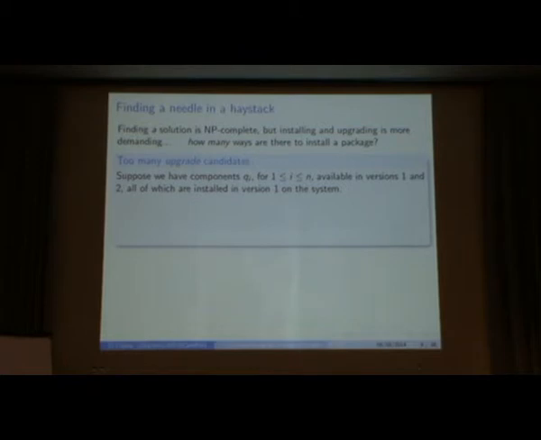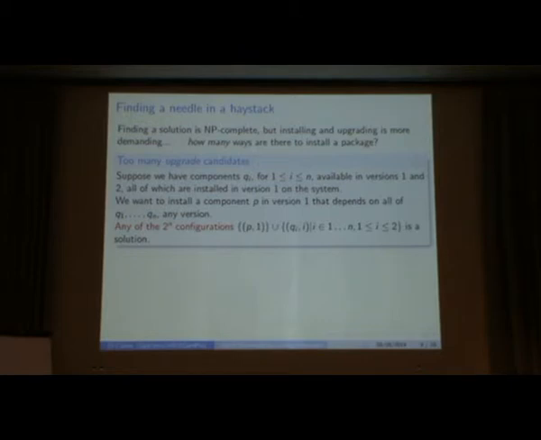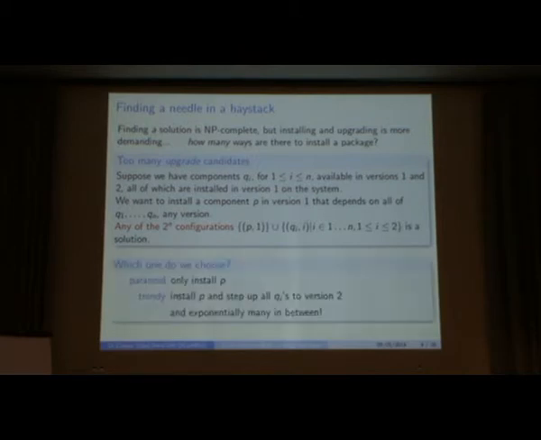Let me give a simple example. So imagine on your machine you have a certain number of packages, Q1 to Qn, which are present there, installed in version 1, but available also in versions 1 and 2. Then you ask your system to install a component P in version 1. That depends on all of the Qs, but you don't specify any version constraint in there. Well, any of the 2 to the n configurations, which are all the possible variants of having each Q in version 1 or 2, is actually a solution. So if you call a solver, it will just pick one. But which one do you choose?